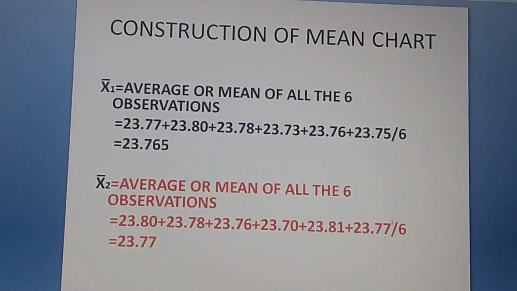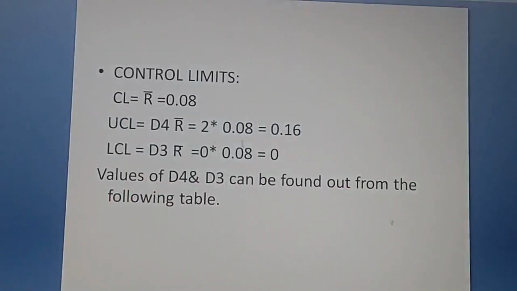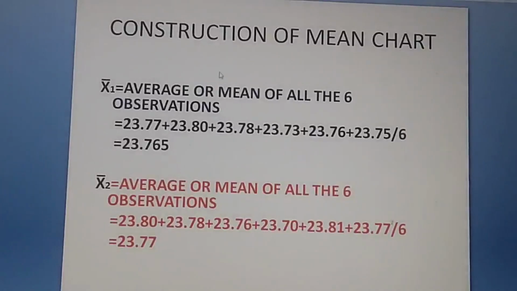So we'll calculate the mean chart by finding out the control limits as follows. As we have determined the R bar value from the range chart, R bar is equal to 0.08. So we can use this value for the determination of the control limits for the mean chart. So let us find out the mean of all the individual samples.